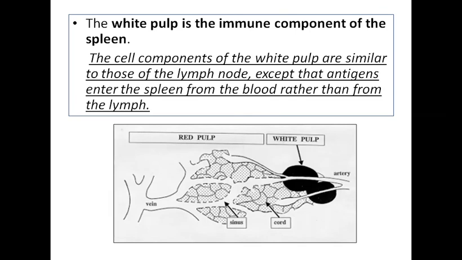So the white pulp is the immune component of spleen, right? The cell components of white pulp are similar to those of the lymph node, except that the antigens enter the spleen from blood rather than lymphatic. This is the only difference, right? इसमें जो हमारे पास antigens आ रहे हैं वो हमारे पास blood के through enter होंगे, ना कि through lymphatic fluid. Lymph node में through lymphatic fluid आ रहे होते हैं, right? And then the immune response starts. ठीक है.